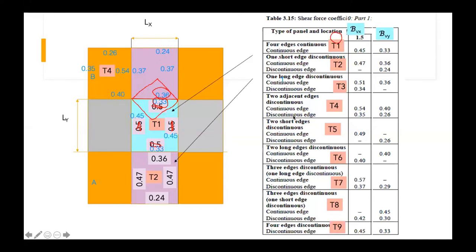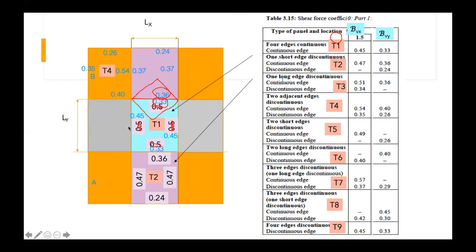Doctor, can I know what is the definition of continuous age? Continuous age, okay. Let's say this beam, this slab is surrounded by the beam. This beam is called continuous age because here we got a slab and here we got a slab. This beam supports slab from this side and also this side, while this side is discontinuous because it only has one slab here and there's no slab there. This is discontinuous age. Okay, understood. Thank you.